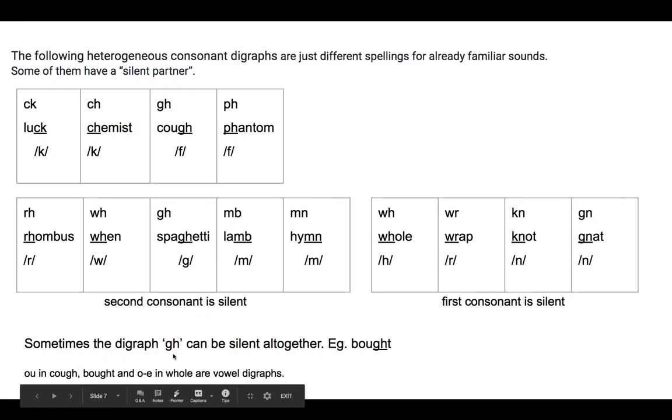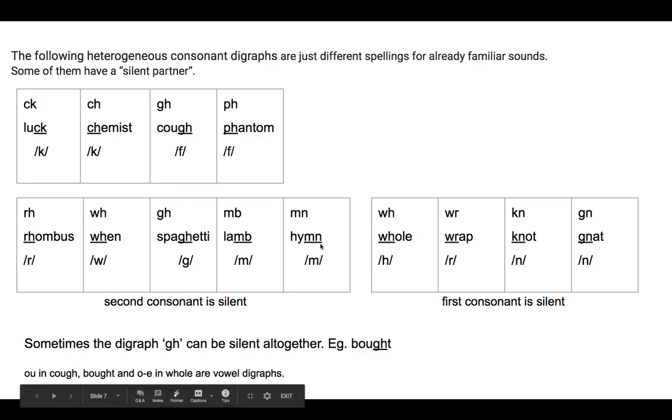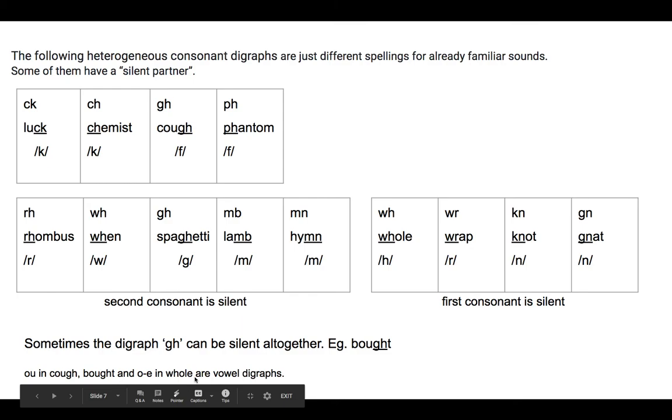Sometimes the digraph GH can be silent altogether. For example, bought. Here the digraph GH does not make any sound. OU in cough, bought, and OE in whole are vowel digraphs which we will be learning later on. As far as possible, I try to give examples with letters and sounds we have learnt earlier. If in case I do not find an appropriate word with the letters and sounds we have learnt so far, I will be providing a hint like this.